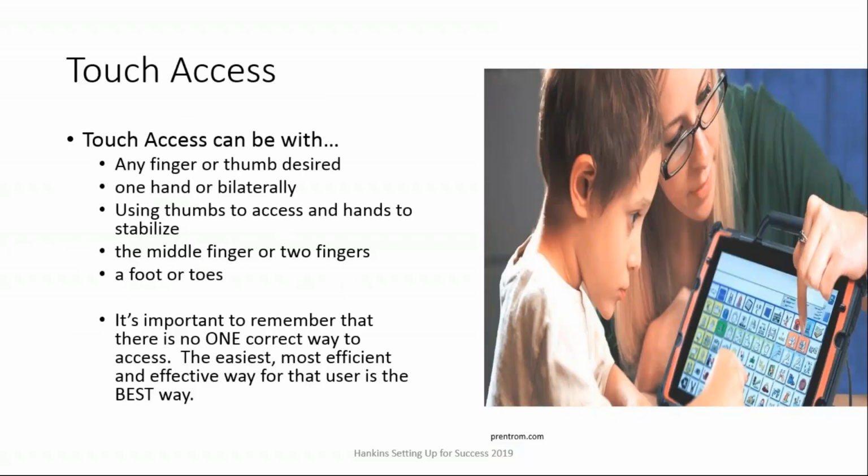Touch access can be with any finger or thumb desired. It can be with one hand or bilaterally, using your thumbs to access or your hands to stabilize. It can be your middle finger or your two fingers. It can be your foot or your toes. And it's important to remember that there's no one correct way to access. We're looking at the easiest and the most efficient way for that user.